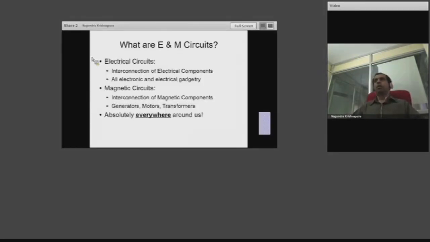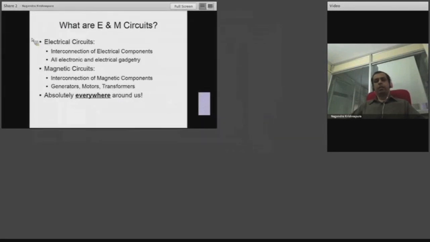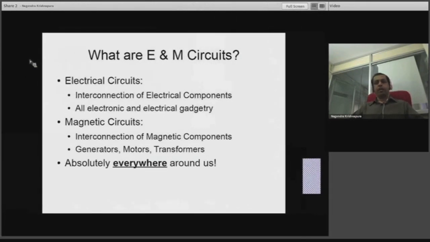Here is a presentation that outlines what we will be seeing in this course. It turns out that in this semester, I'm also teaching a course at IIT Madras entitled Electrical and Magnetic Circuits. What I'll be talking about in this online course will be only the electrical circuits part of it. Now, what are electrical circuits?